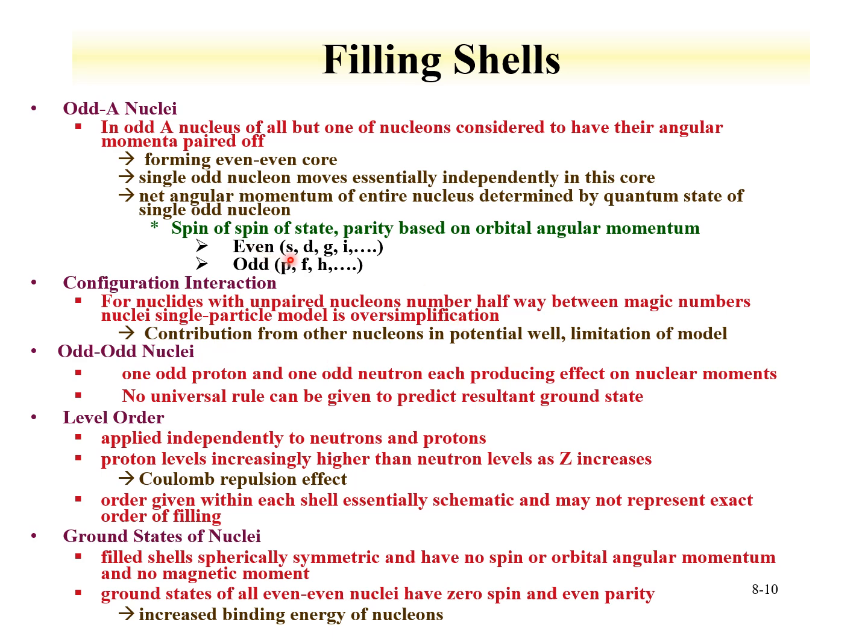So S's, D's, G's, I's have even parity. P's, F's, H's have odd parities. For odd-odd nuclei, where one odd proton and one odd neutron each contribute to the spin and parity, there's no universal rule, and we'll provide some examples of how you can estimate the spin and parity of odd-odd nuclei.